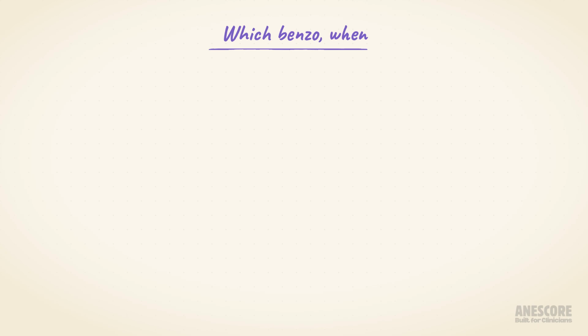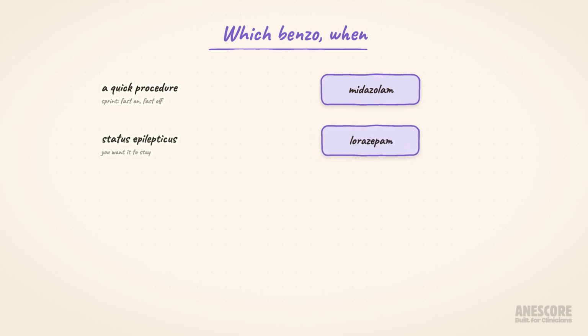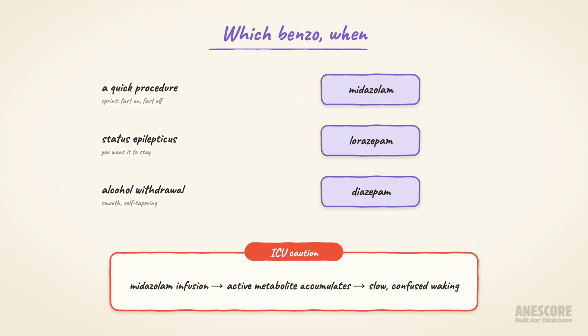So which do you reach for? For a quick procedure, a sprint, midazolam's fast-on, fast-off suits perfectly. For status epilepticus, you want something that stays, so lorazepam, with no fading active leftover, is the classic choice. For alcohol withdrawal, a long-acting drug like diazepam gives a smooth, self-tapering ride. And a warning for intensive care, run midazolam as a continuous infusion and its active metabolite accumulates, so patients wake slowly and confused. One big reason the unit has moved away from it.